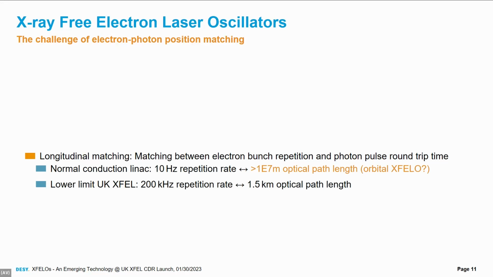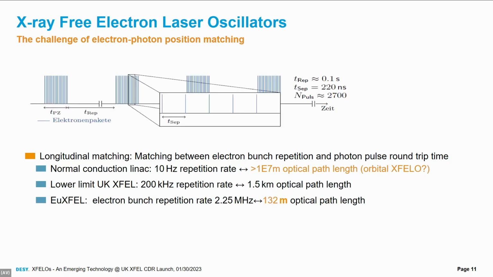Now, looking at the lower limit of the superconducting LINAC, I think it's about 100 kilohertz. You're still at a multiple kilometer optical path length. So this also is, well, not impossible maybe, but very challenging. Now, looking at the European XFEL with its burst mode, we can go up to 4.5 megahertz. More usually run operation mode is 2.25 megahertz. And this means only 132 meters optical path length, which is still pretty long.